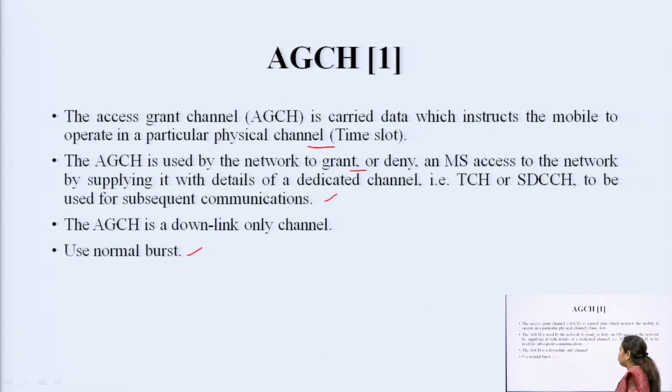The AGCH is used by the network to grant or to deny an MS access to the network by supplying it with details of the dedicated channel. That is, it can be a TCH or SDCCH for subsequent communication, and it is a downlink only channel. Downlink means when we are transmitting information from the BTS to the mobile phone. It cannot be used for uplink communication, and it again uses a normal burst of information.